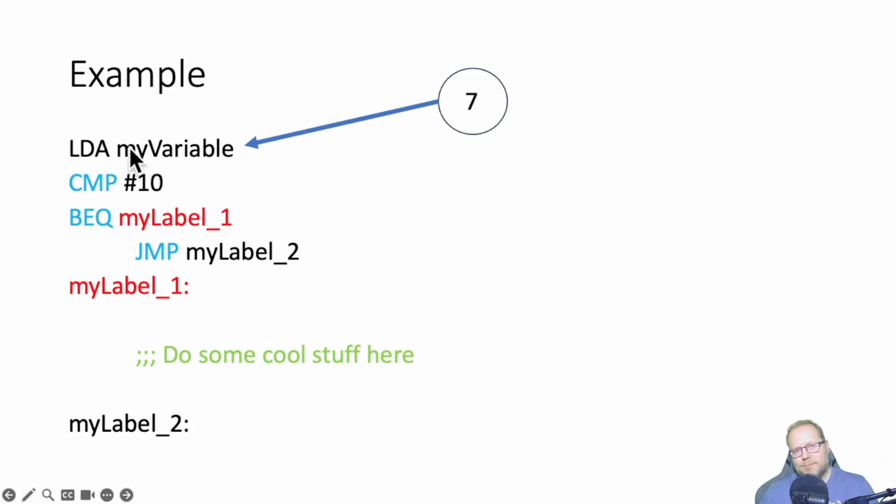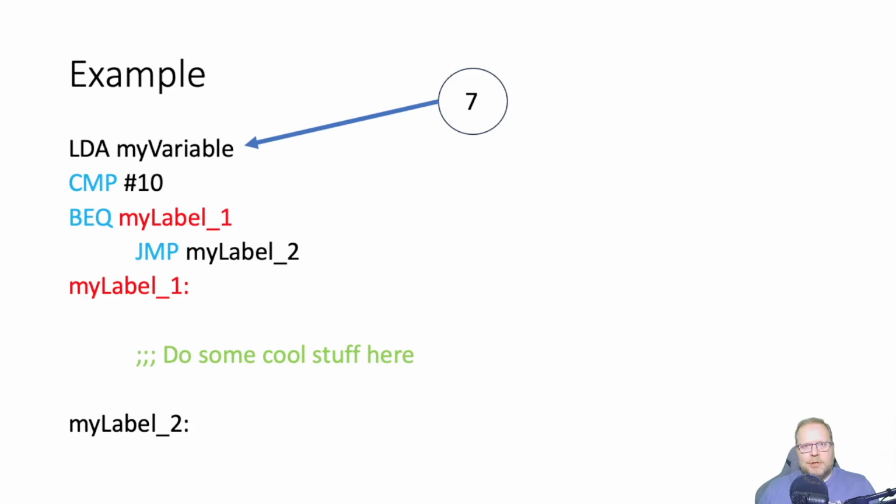Loading A with something, comparing it with something, and then we say, in this case, branch if equal. So if those two numbers are equal, then we go here. But we only go there if those two numbers are equal. If they're not equal, we just continue on here. And in this case, there was a jump in here, so I just go down here. Very simple example.